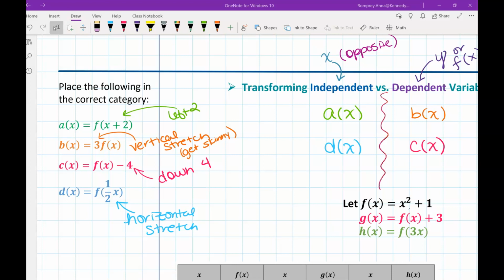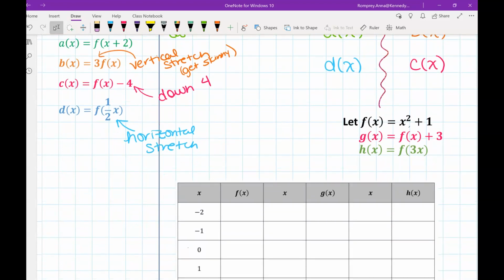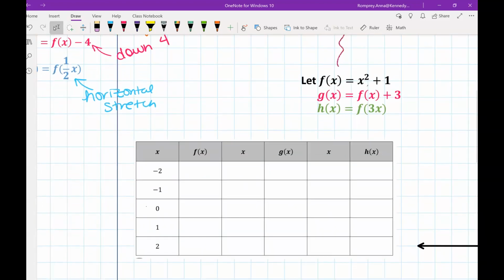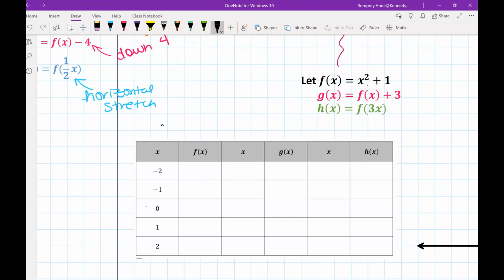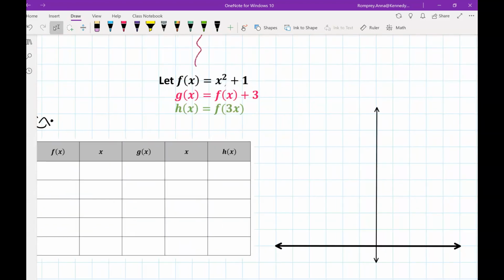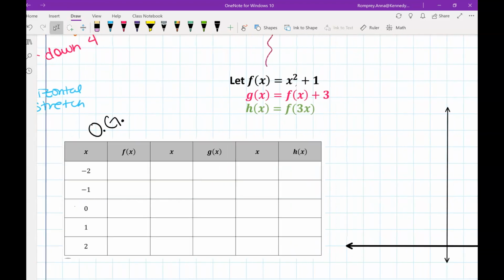All right, so let's look at a few examples. We are given 3 functions to begin with: f of x, g of x, and h of x. Now, let f of x equal x squared plus 1. So f of x is going to be our original function, or our original graph. So I'm going to call f of x the OG for the original graph, because we're going to transform these using a table and graphically. Sometimes I might do one before the other just because I think one's easier than the other, but it doesn't matter. We have to know how to do both.